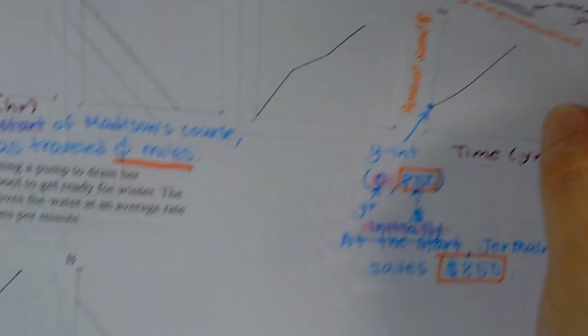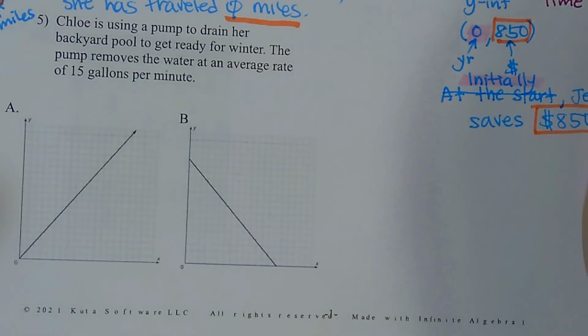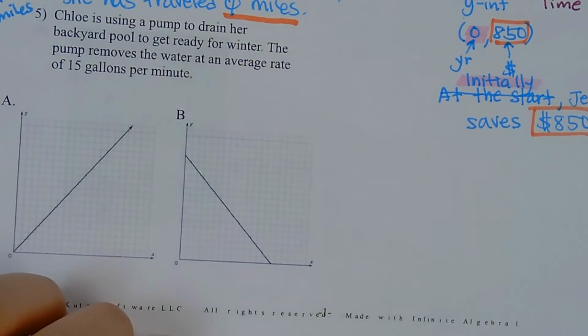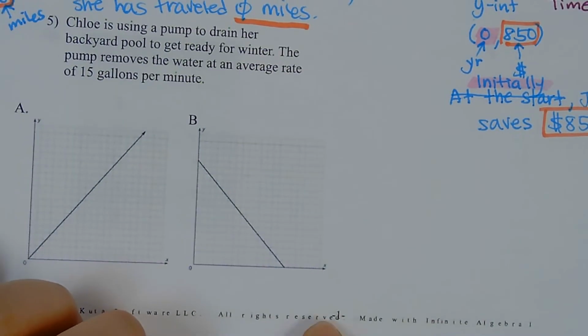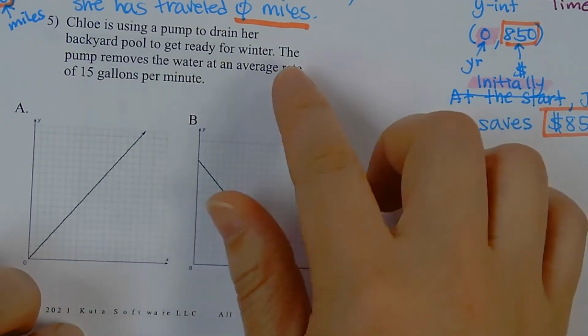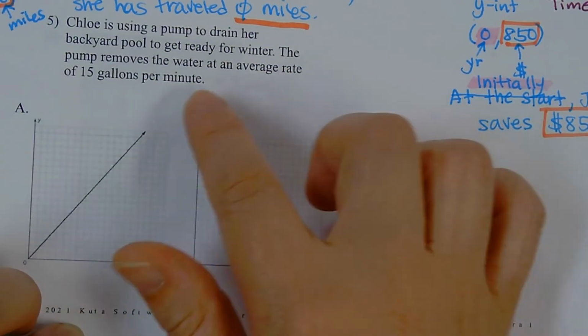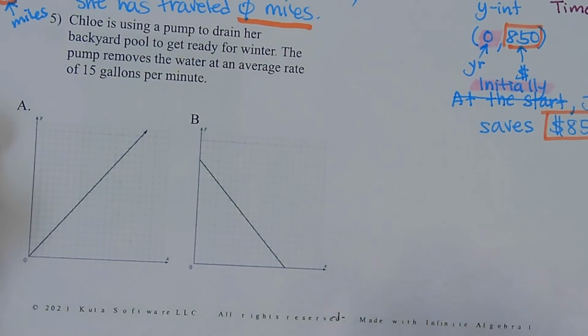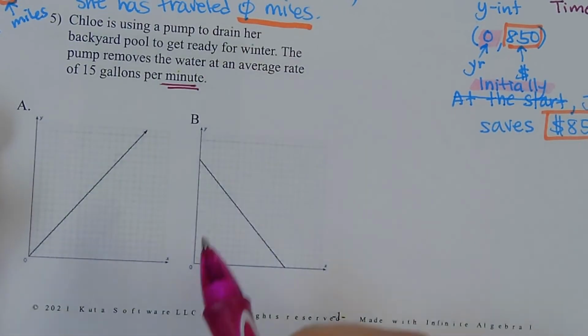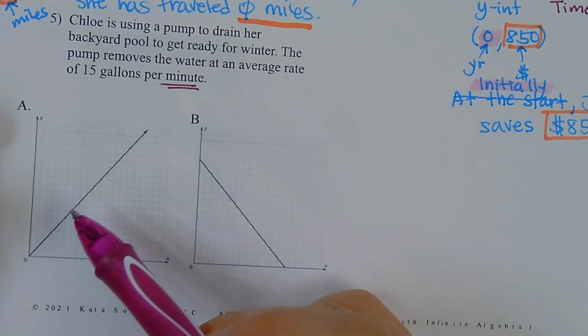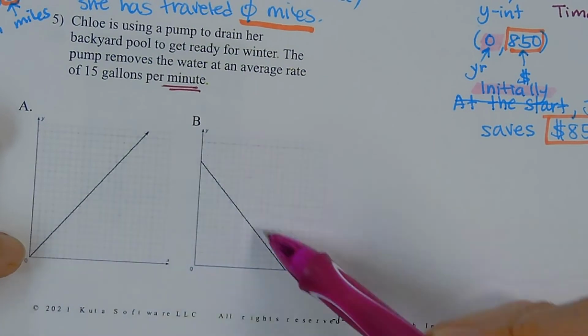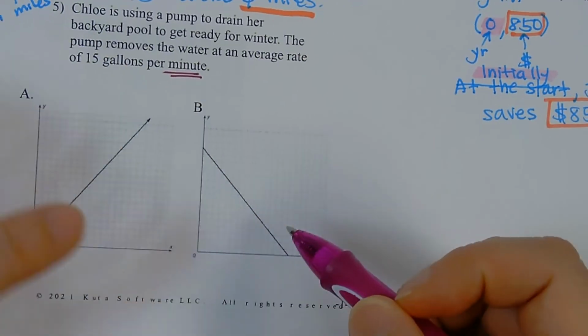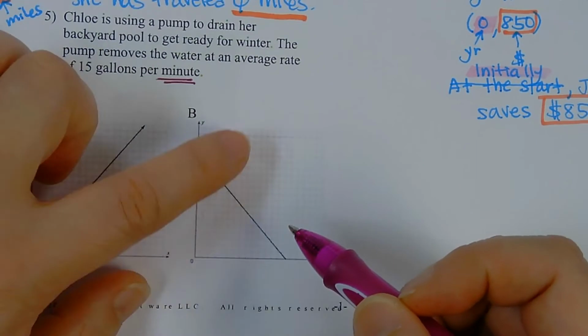We have one more that is similar to this. Now we have Chloe, who is using a pump to drain her backyard pool to get ready for winter. Can't have that full during the winter time. The pump removes the water at an average rate of 15 gallons per minute. Again, I'm hearing time. You hear the time as well. So we do know that there's some kind of time going on here. It says we're draining, so are we increasing or decreasing in water? Sounds like a simple one, and we are definitely decreasing, so it's going to be the B.